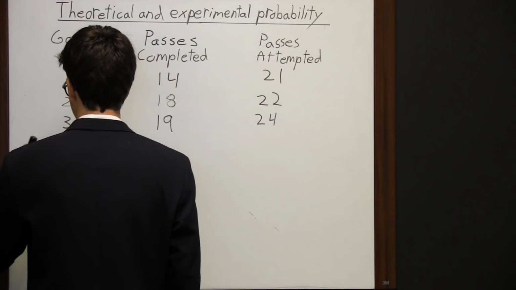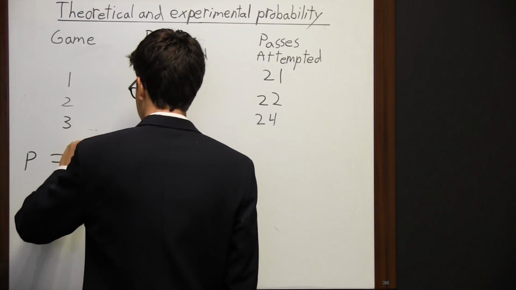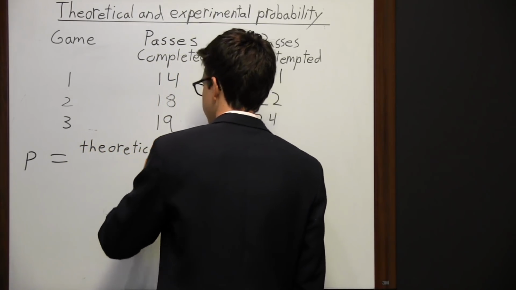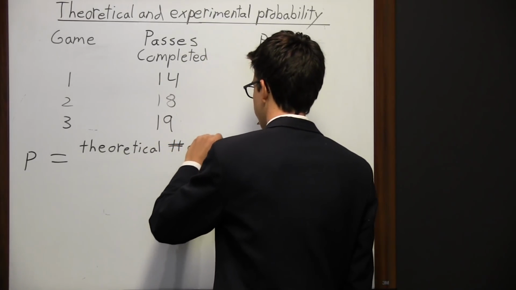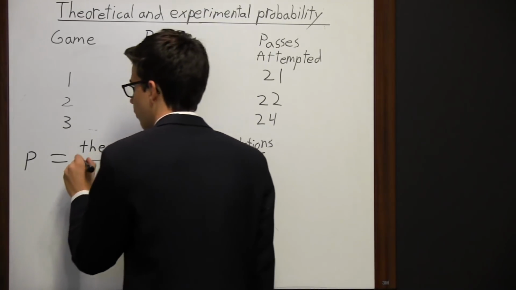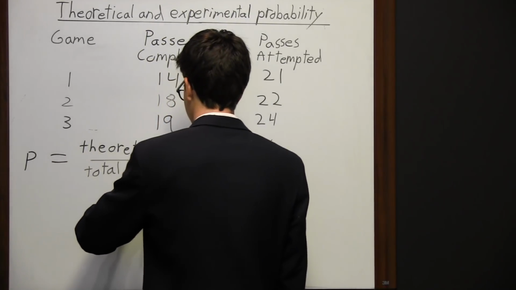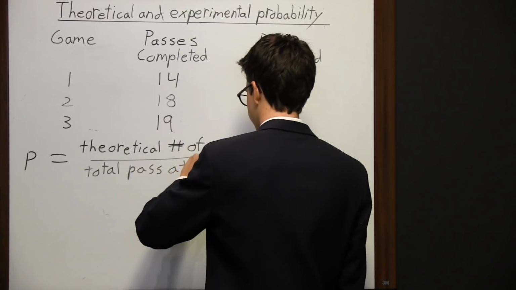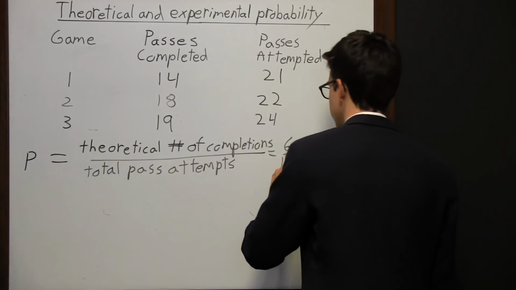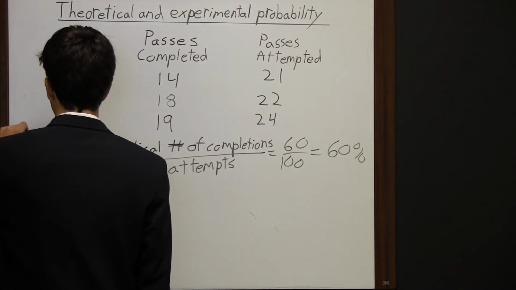So if we're to look at the probability here, so I'll label that as P, the probability of completion, we have to take a look at the theoretical number of completions and put that over the total pass attempts. And so in this case it's 60 over 100, which translates to 64%. So this is the theoretical probability.